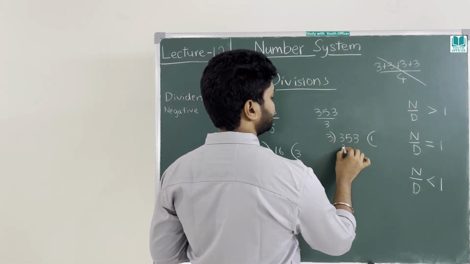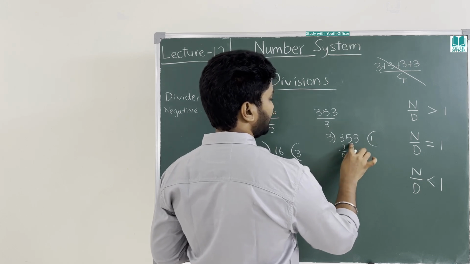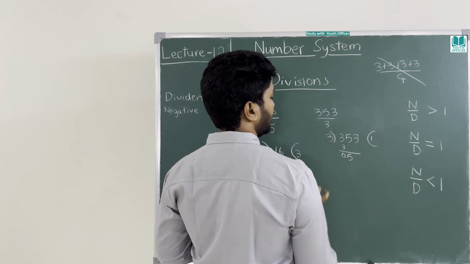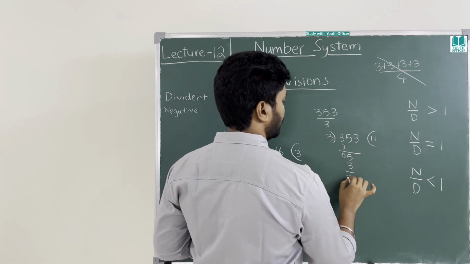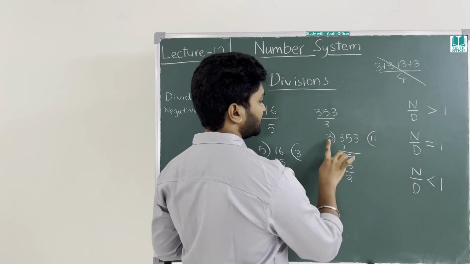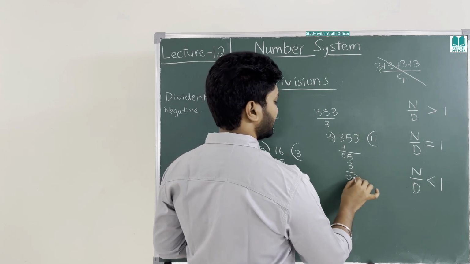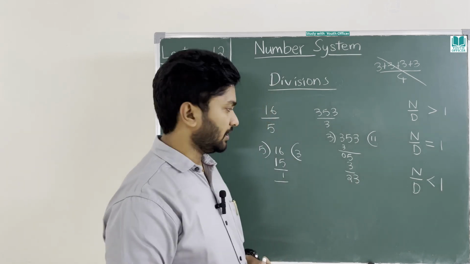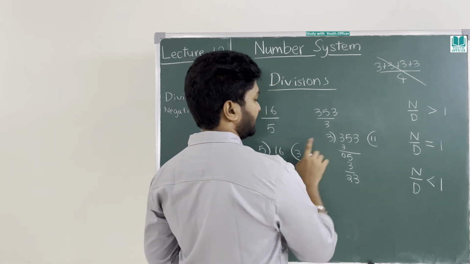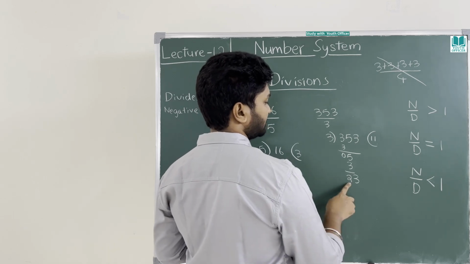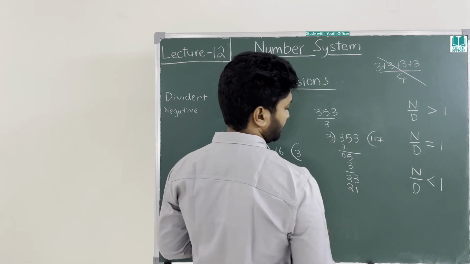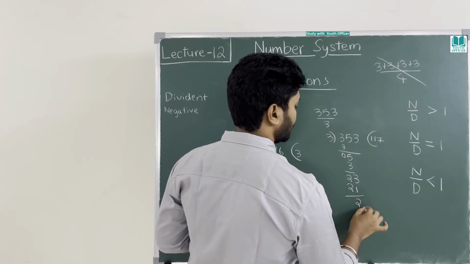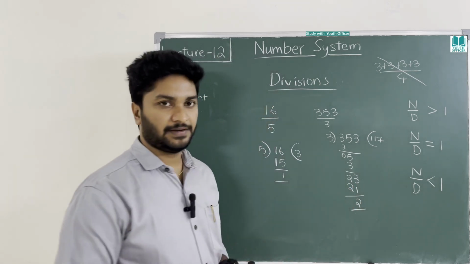1 3 is the 3, 0. Then you take the next digit down. This is sufficient for this one time. 3, 2. Now this is smaller than 3, so you have to bring the next one down. Okay. Now 3, how many times in this? 7 times. 21. 2. This is called the remainder.